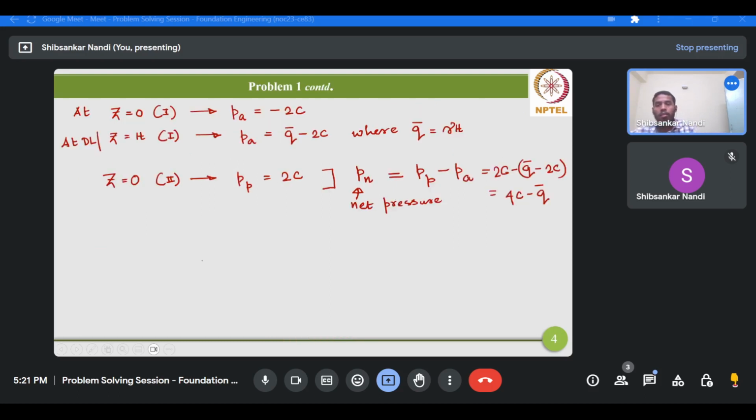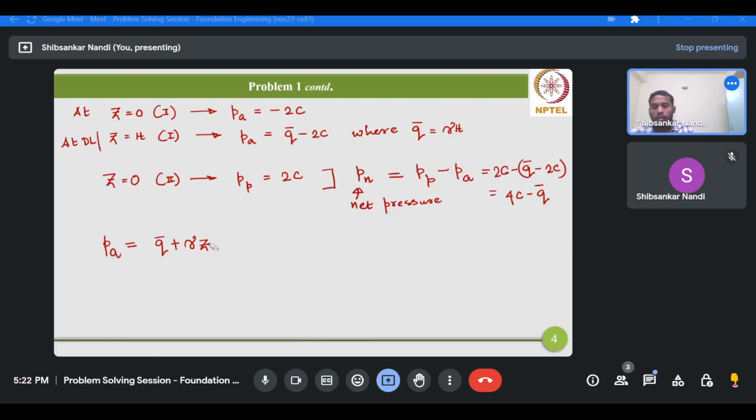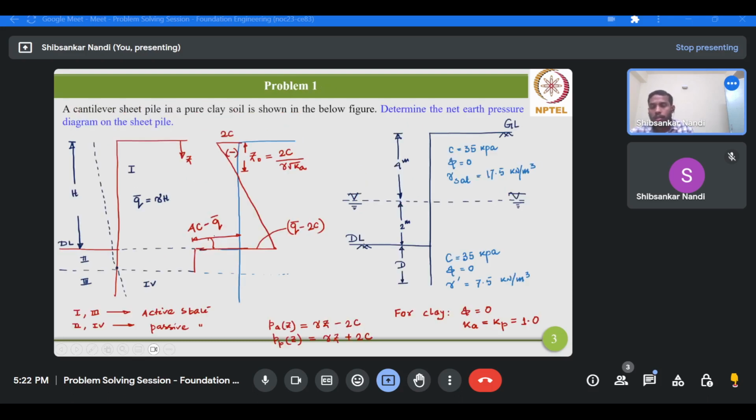Why? It's due to the fact that your PA from the region 1 side will be q bar plus gamma Z. Suppose your Z, or rather you can take any value A, it will be better. So suppose you are measuring some value A.